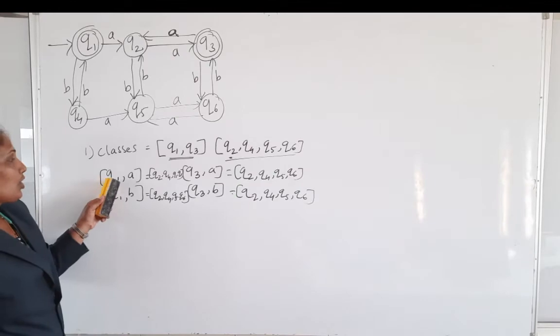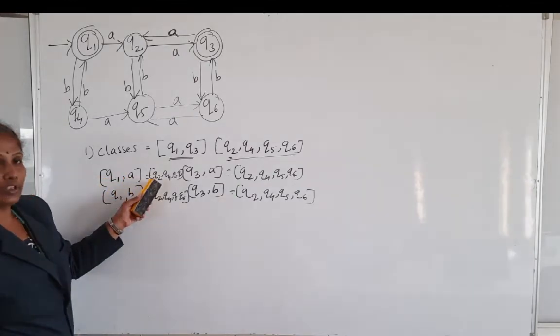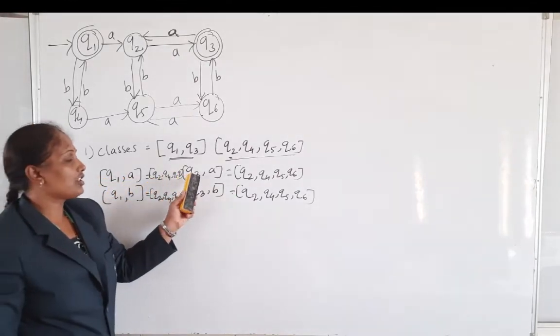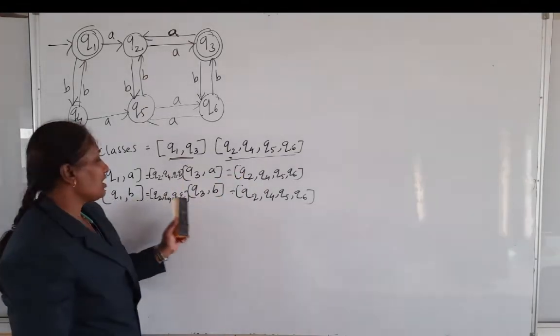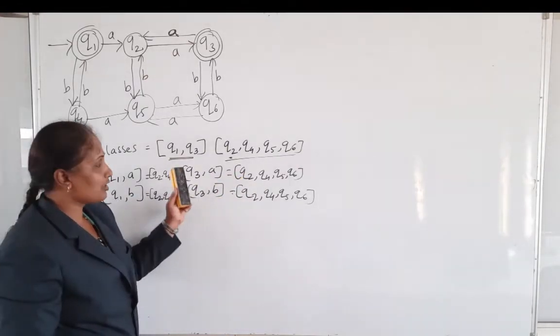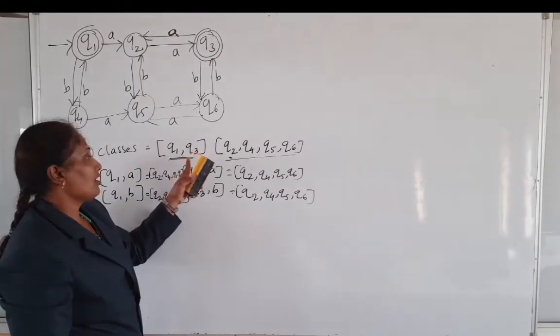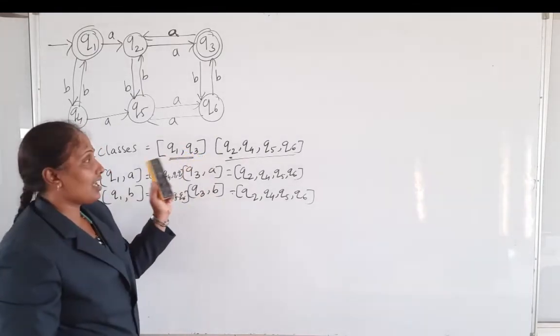So check here, Q1 of A, you are reaching what? Q2, Q4, Q5, Q6, and Q3 of A also belongs to this class. Check the B transitions and check the classes, they belong to the same class. So no need to divide this class.